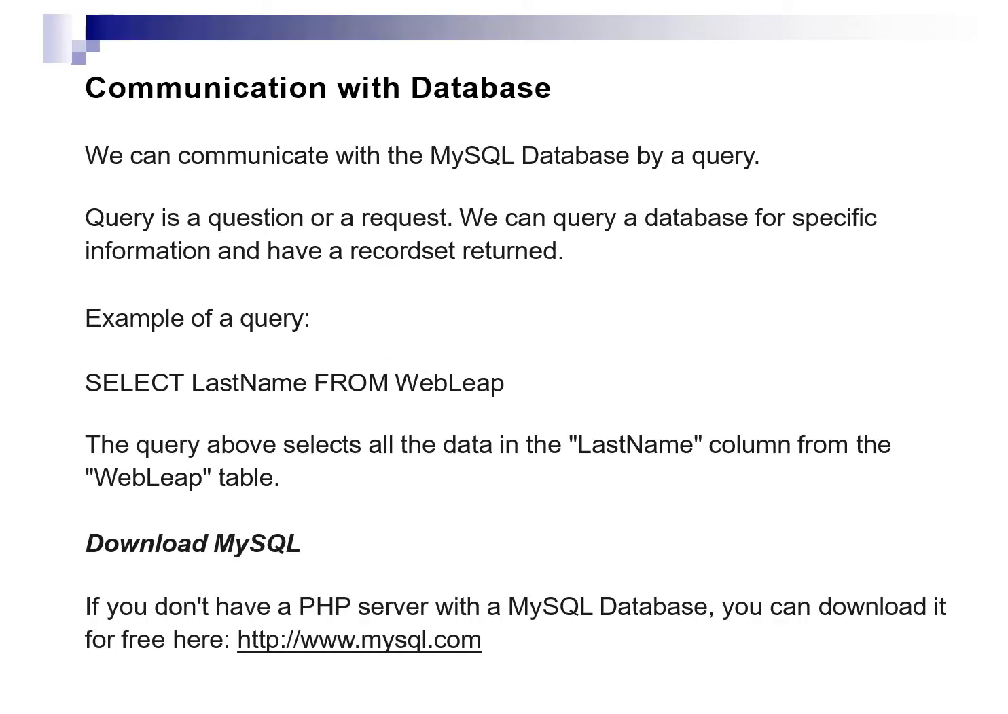We can communicate with a MySQL database by a query. A query is a question or a request. We can query a database for specific information and have a record set returned. Here is an example of a MySQL query. In the example, the query selects all the data in the last name column from the weblib table.